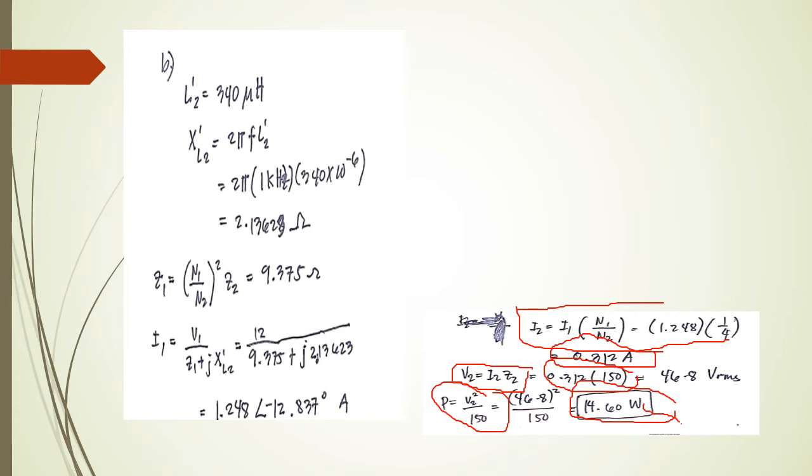So, we will find the load resistance referred to the secondary side. To find the load resistance that is referred to the secondary side, we have Z1 is equal to the ratio times the Z2. So, just plug in the previous value that we got earlier. It is already resolved. So, we have 9.375.